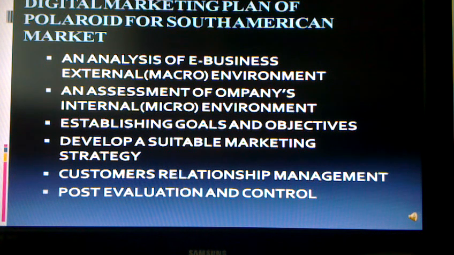Good marketing is associated with good planning. Like traditional marketing plans, the e-marketing plan also consists of several steps, which may include the analysis of the e-business external environment, the analysis of the company's internal environment, its set goals and objectives, the suitable marketing strategy, the customer relationship management, and the post evaluation and control of the business plan.